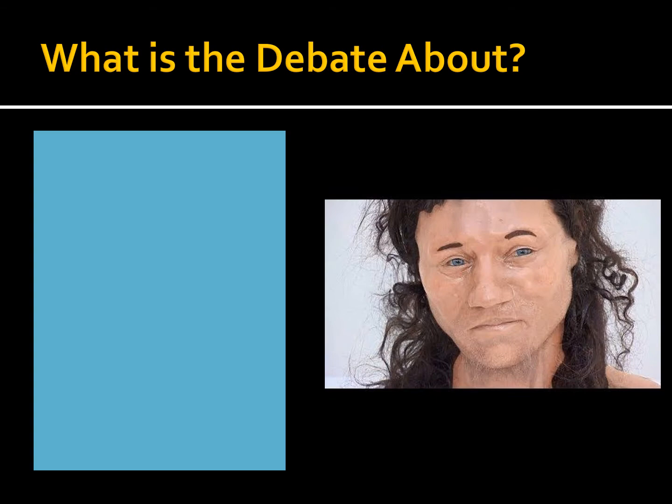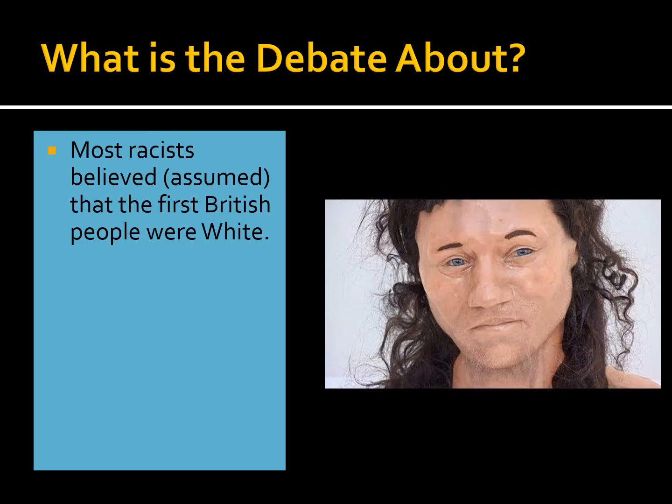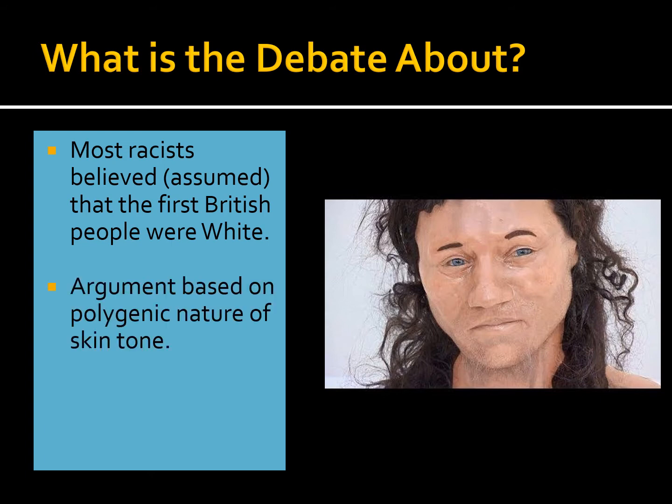The debate is really around this notion that a lot of racists had, assuming that the first British person was actually white, right? And here you see the original depiction of Cheddar Man, where they defied what the science was saying and made the depiction based off of their cultural assumptions on race. The argument they use is based on that polygenic nature of skin tone.